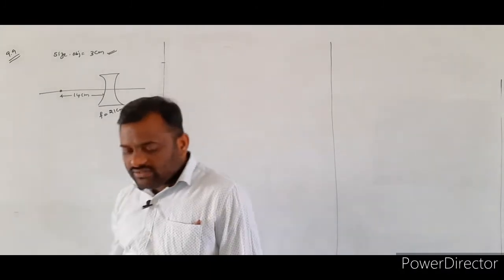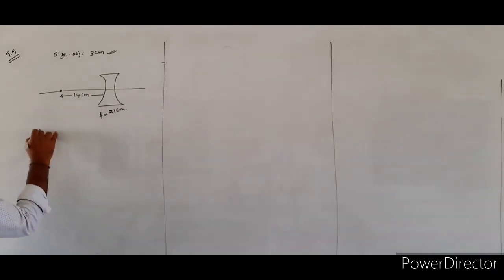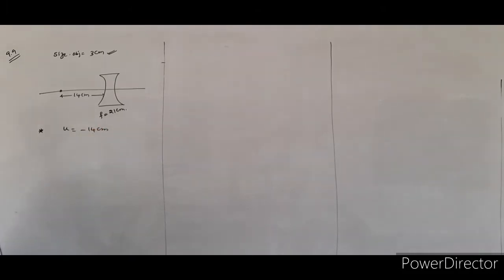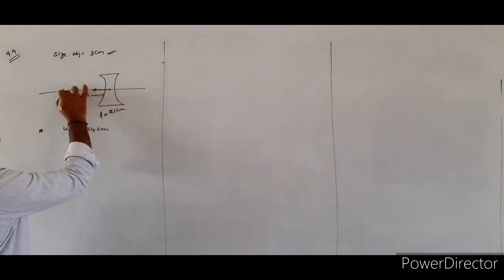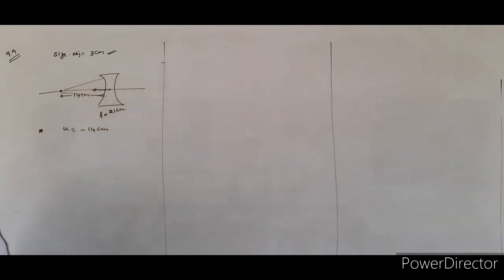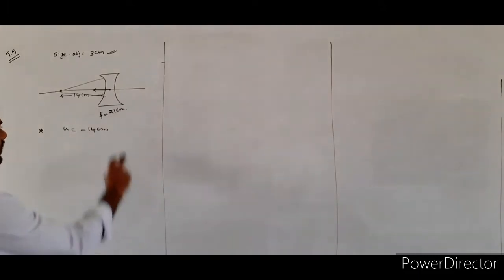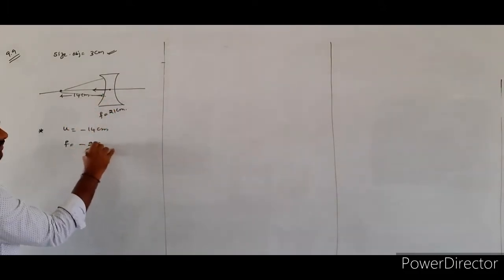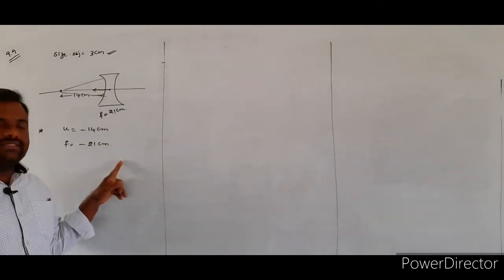See here. First, what is the data given? The size of the object is 3 centimeter. The object distance is minus 14 centimeter. Why? The distance of the object is measured opposite to the direction of the incident light. So u is equal to minus 14 centimeter. And the given lens is a concave lens, so its focal length will again be negative. Focal length f is equal to minus 21 centimeter.